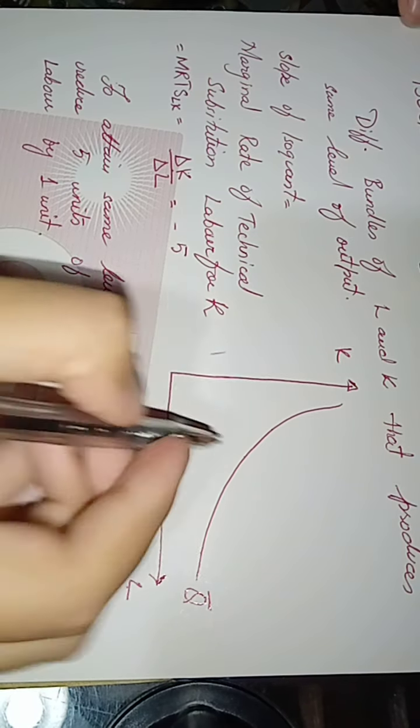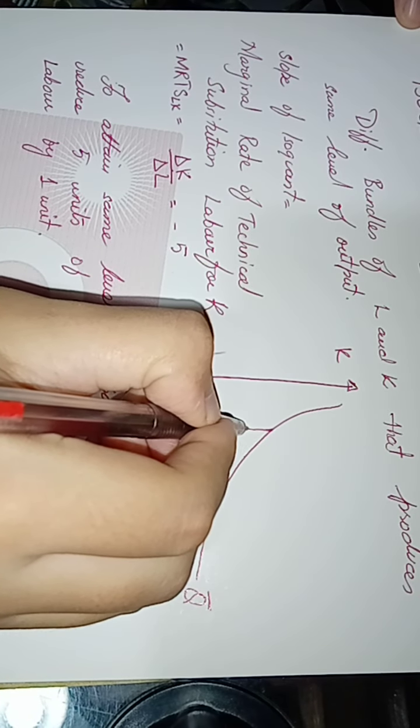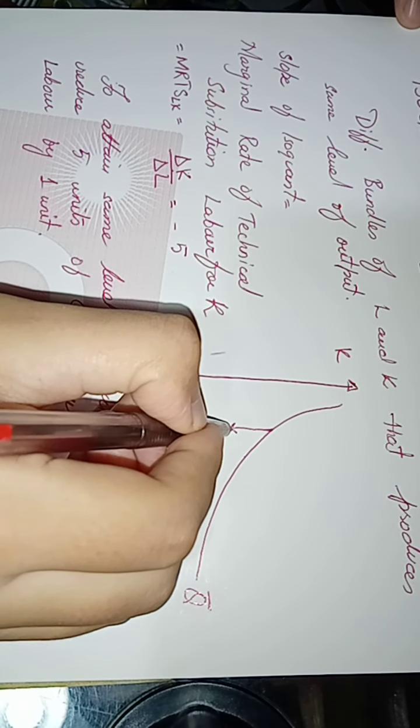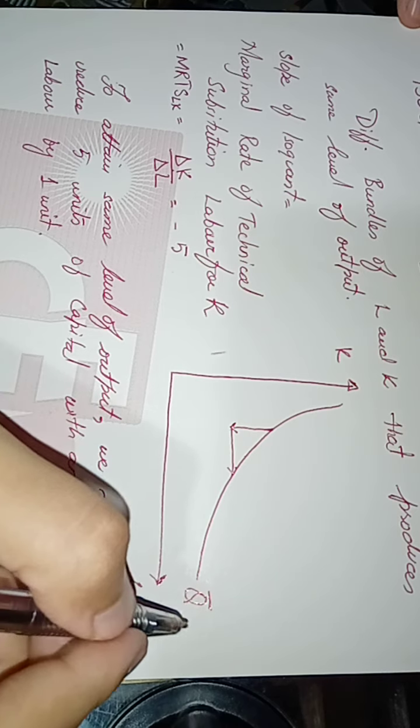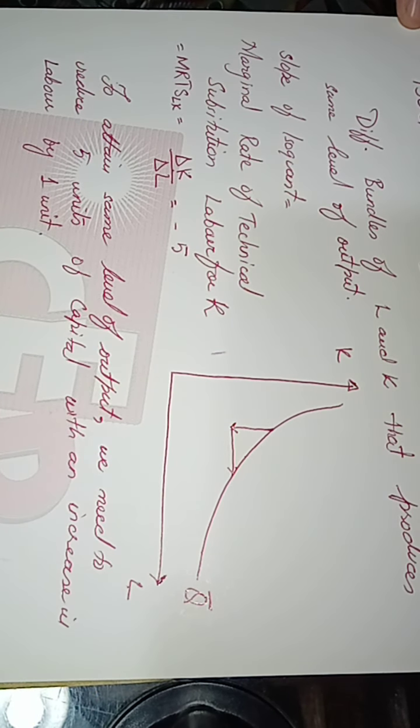So here we can see that how many units of capital we need to reduce and how much labor we need to increase to attain the same level of output is known as marginal rate of technical substitution.